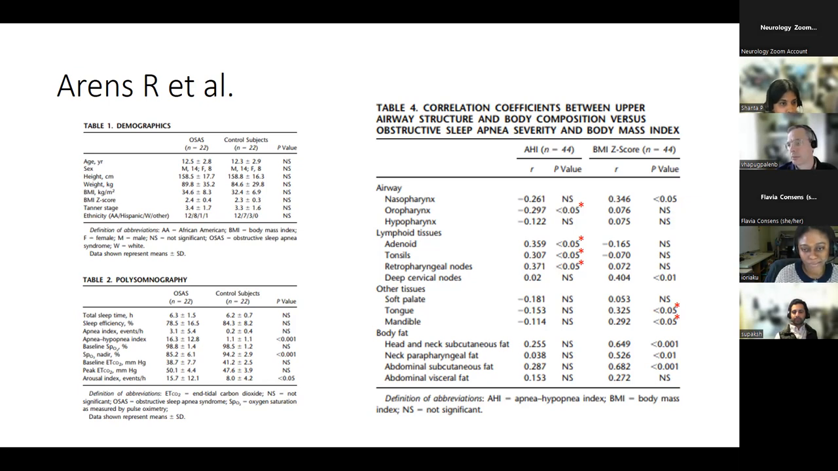Looking a little more into the demographics, they looked at all of these different metrics. They also took a PSG and looked at the different sleep parameters.